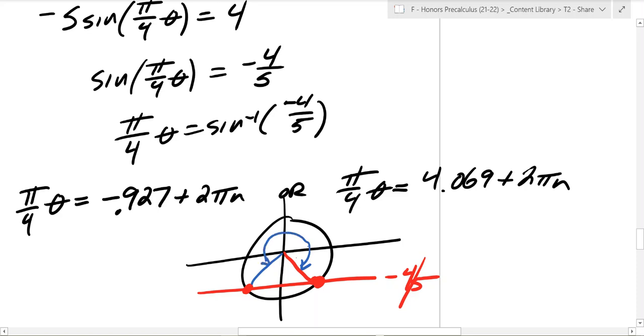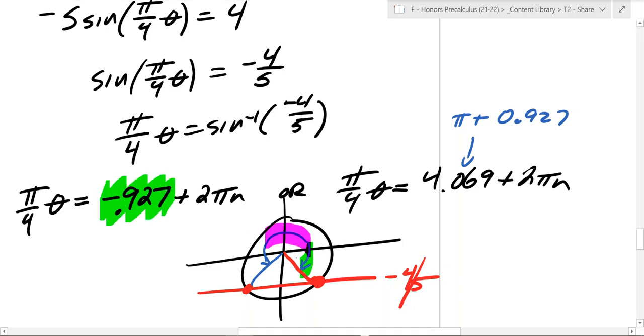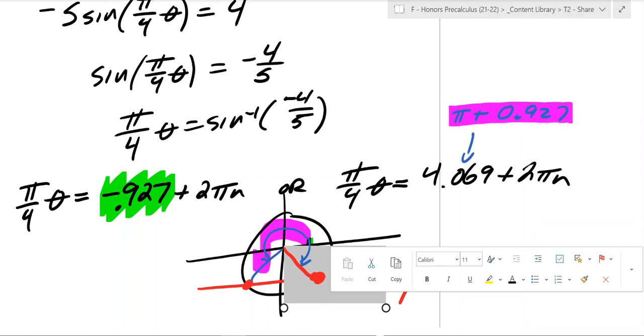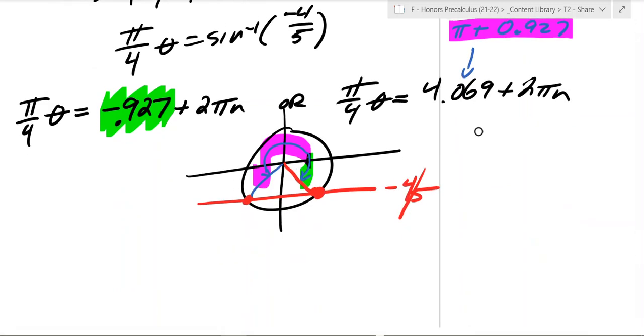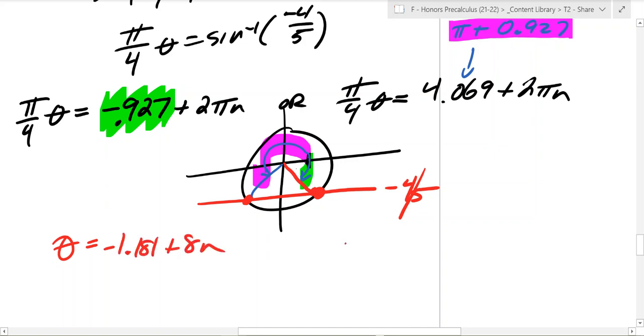So it's going to be pi plus 0.927. So this right here is the negative 0.927, and then to get the other value, you have to go all the way around like this, which is pi plus 0.927. And then you just multiply everything by 4 over pi, so you end up with theta is equal to negative 1.181 plus 8n, or theta is equal to 5.181 plus 8n. It takes your calculator and some careful manipulation and a lot of practice.